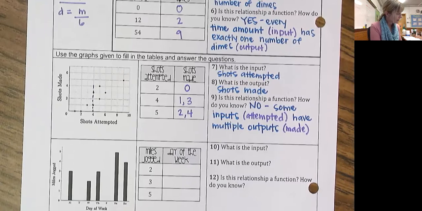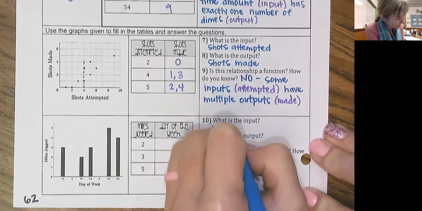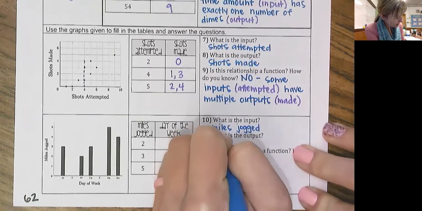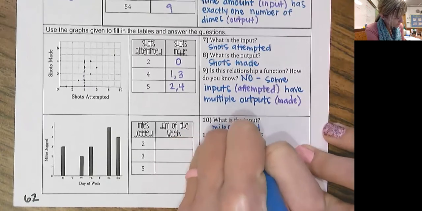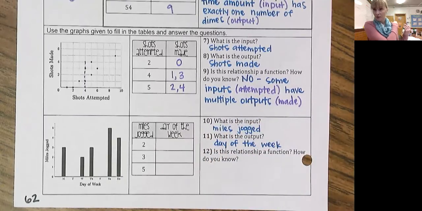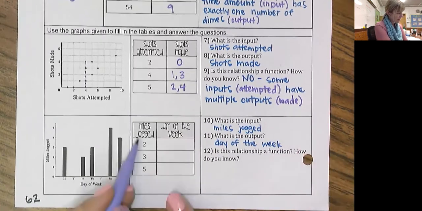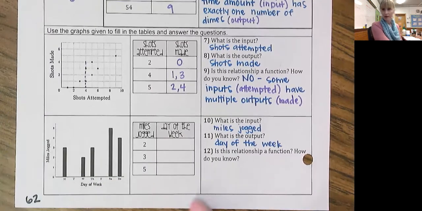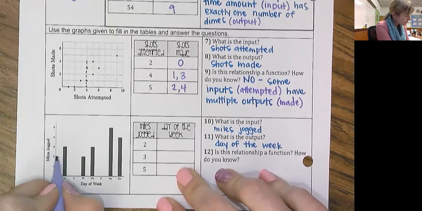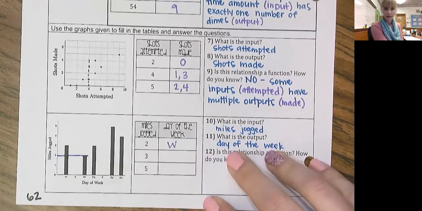Okay, again here, down in this last one, we have miles jogged, so the input is miles jogged. The output is day of the week. And the question is, of course, is it a function? Let's fill in our table and see what we see. This is a bar graph which throws people sometimes. And they switch things around on us. So miles jogged, do you see the miles jogged is 2? If I go across like this, there's only one day of the week that happened, and that was on Wednesday.